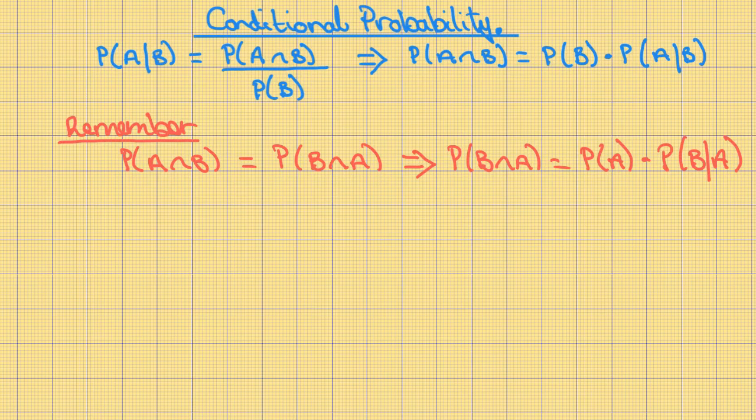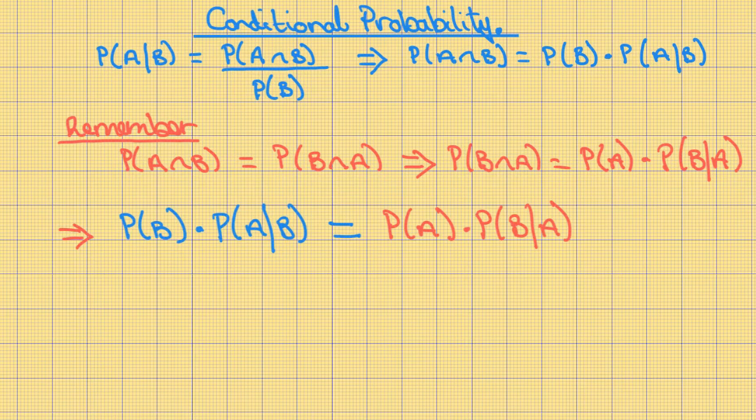Remember that the probability of A and B is equal to the probability of B and A. Therefore, the probability of B and A equals the probability of A times the probability of B, given that A has already occurred.